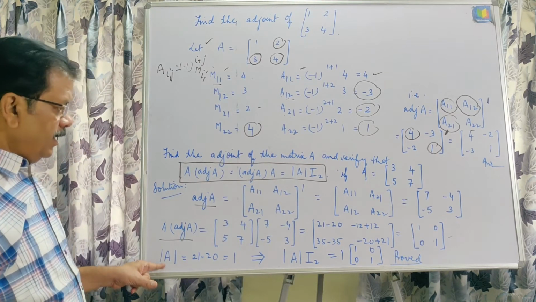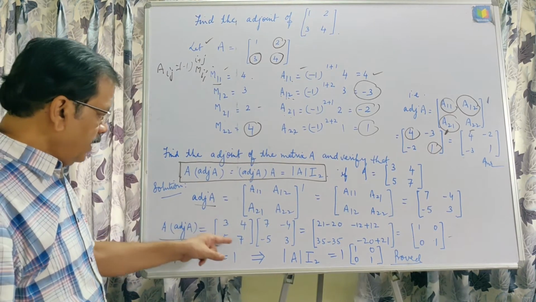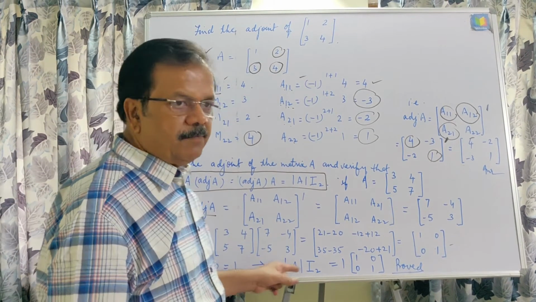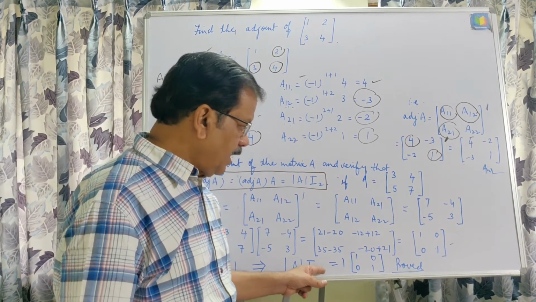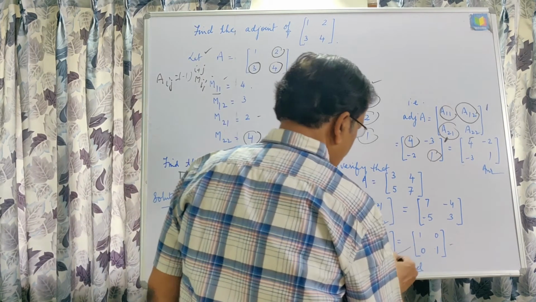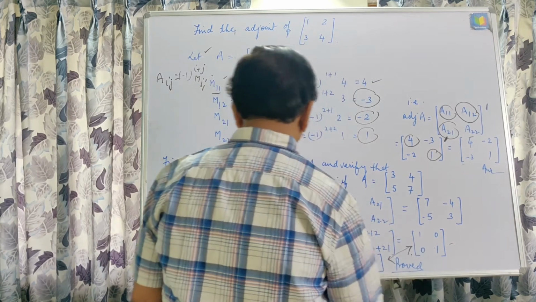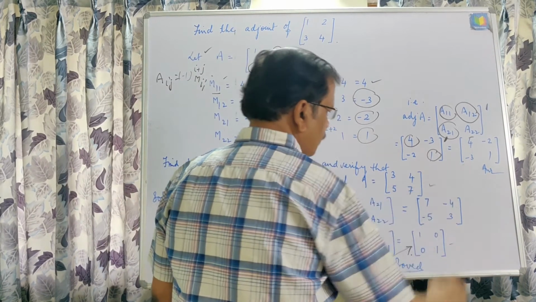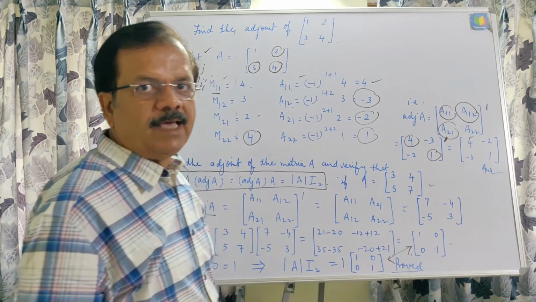In the same way, if we take adjoint A times A, we will again get the same value, and the determinant of A is coming out as 21 minus 20, that is 1. Determinant of A multiplied by the unit matrix gives this unit matrix, and these two values are equal. That is why this theorem is proved with the help of this question, 3, 4, 5, 7.